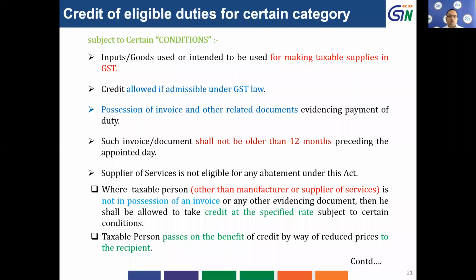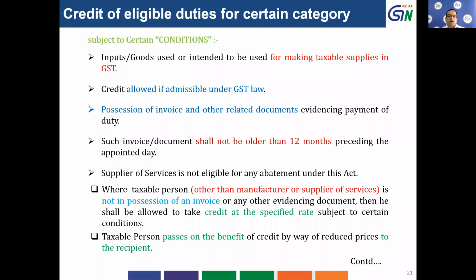So either he should have an invoice, or he should have related documents which are under proposal and being discussed, that is, a credit transfer document. I will cover it briefly later on. So he should have a valid invoice to show that yes, duty was paid on it. Then such invoice document should not be older than 12 months preceding the appointed day. And the supplier of service is not eligible for any abatement under this act. So where a taxable person other than a manufacturer or supplier of service is not in possession of any invoice or any other evidencing document, then he shall be allowed to take credit at the specified rate.